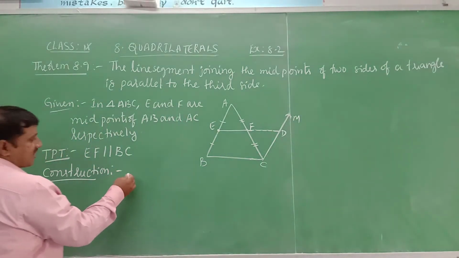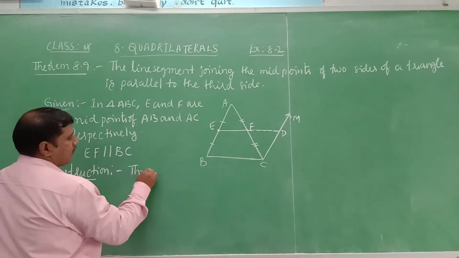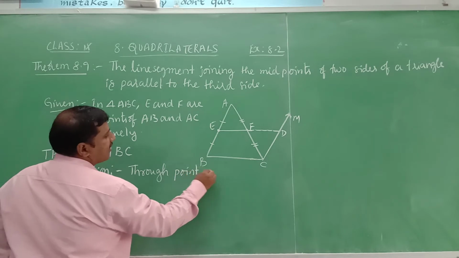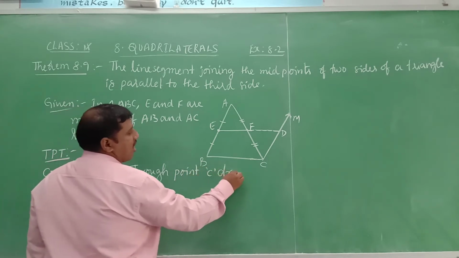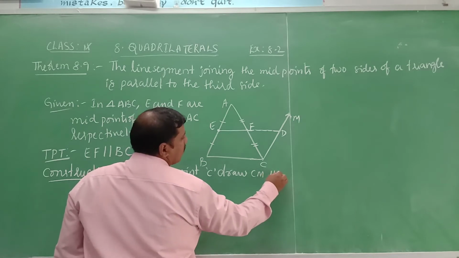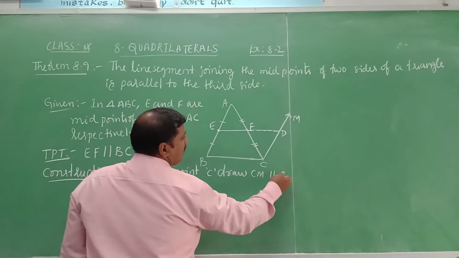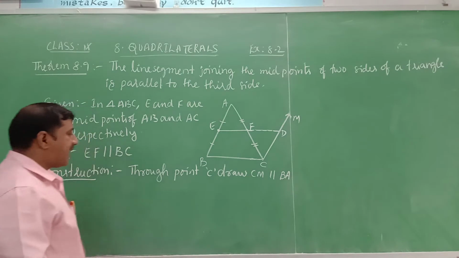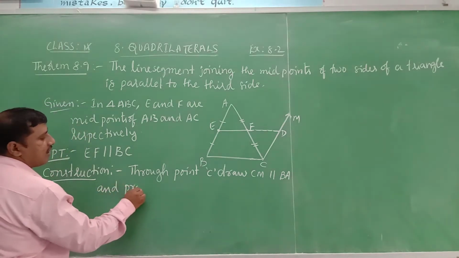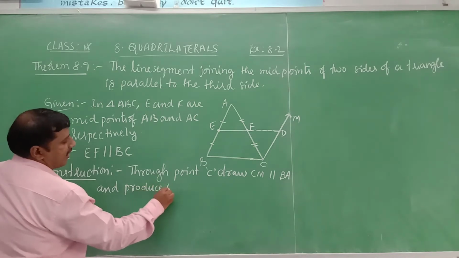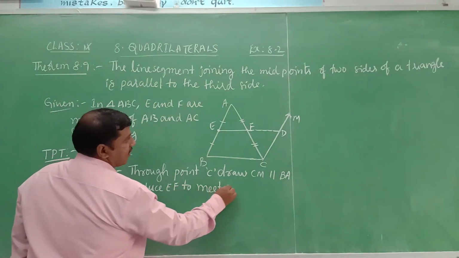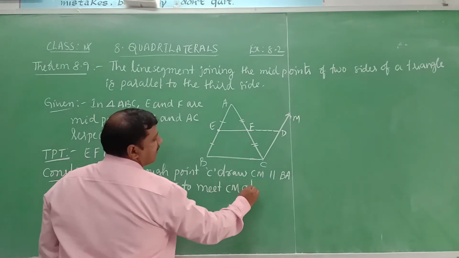So what is the construction? It is: through point C, draw CM parallel to BA, and extend or produce EF to meet CM at D.